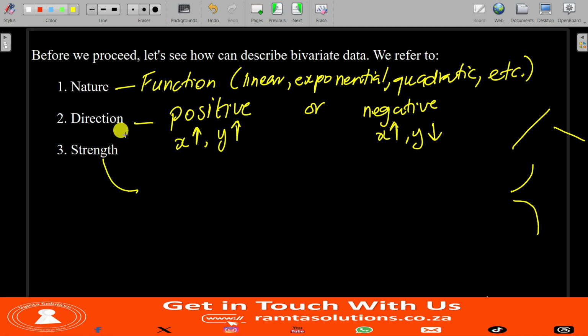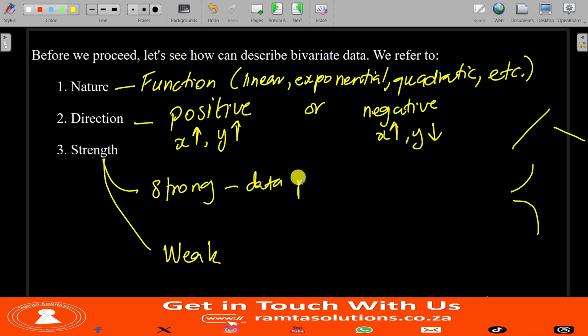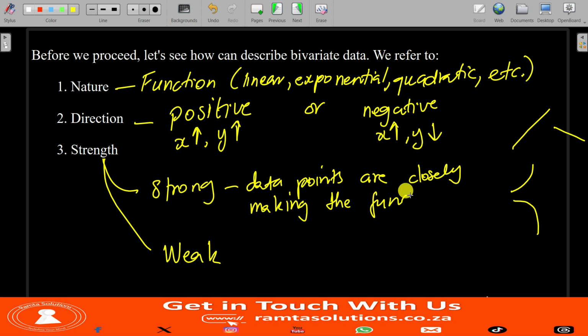Now let's talk about the strength of our data. With regard to strength, it can be strong or it can be weak. When it's strong, this is when the data closely exhibits a function. Here the data points are closely, to perfectly, making the function that you are interested in.